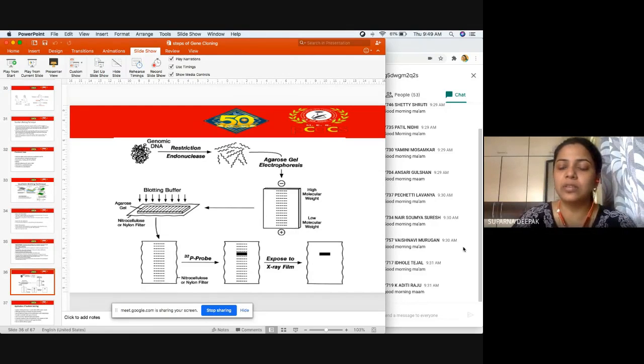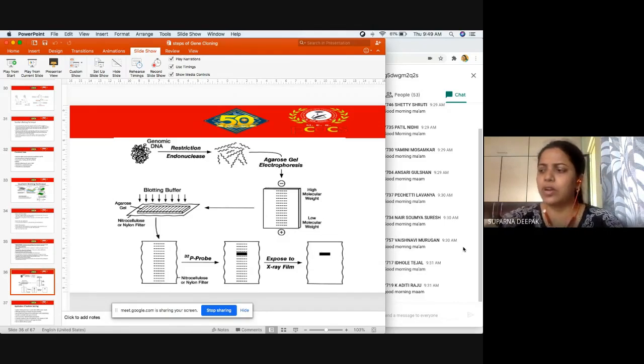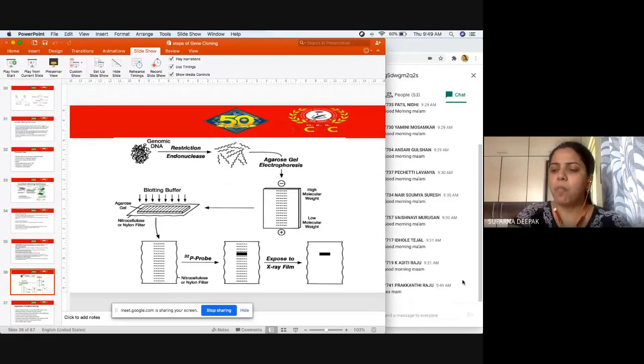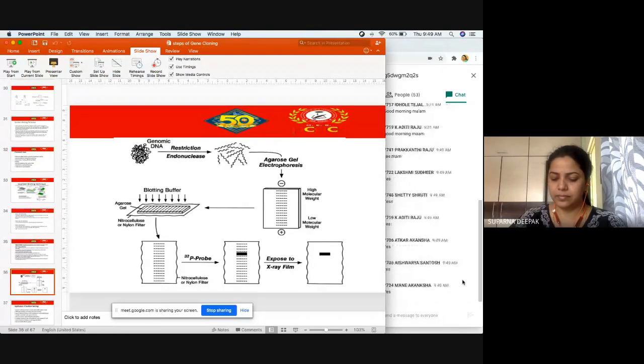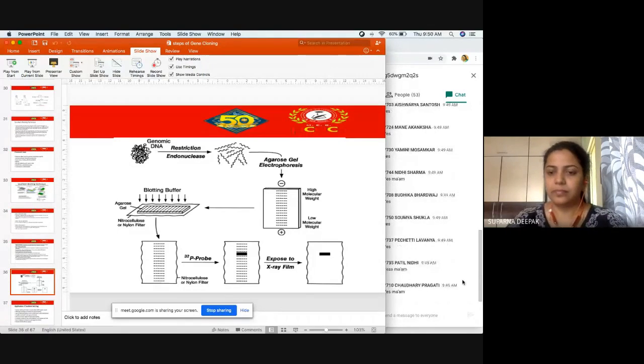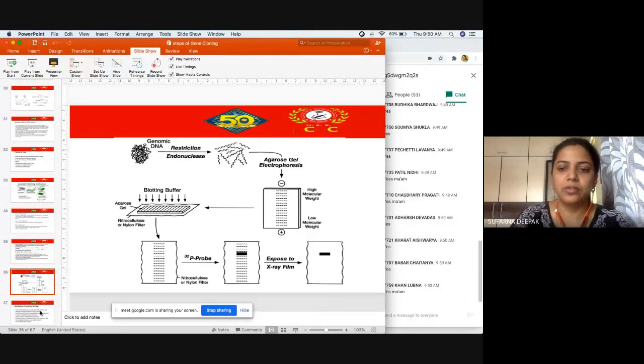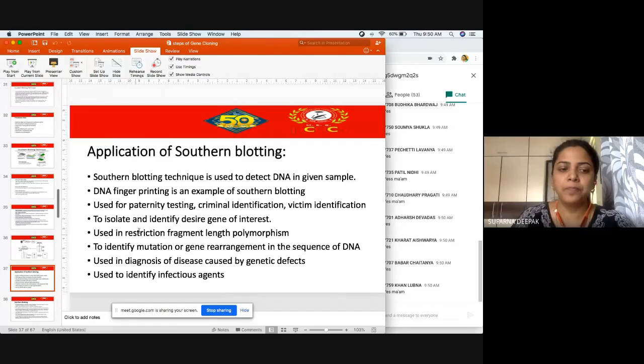Is this technique very clear to you? You have already done Western blotting, so you know this technique, right? Is this technique clear to you? A quick yes or no? Okay, great. Let me just move forward.